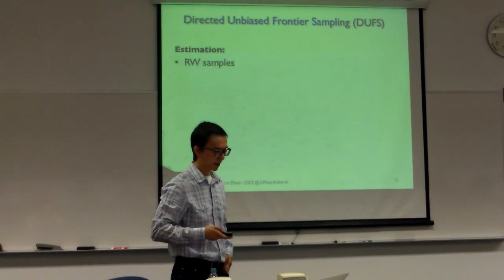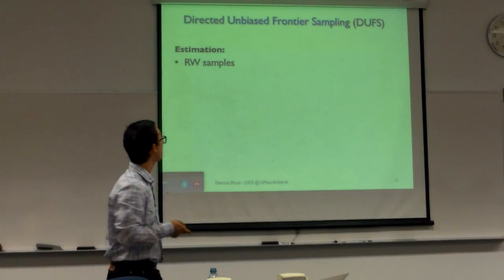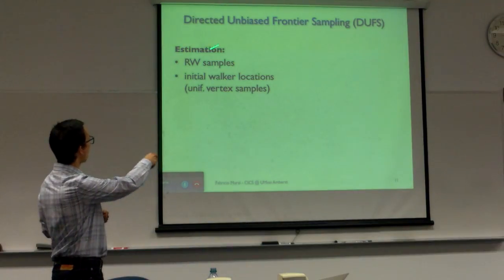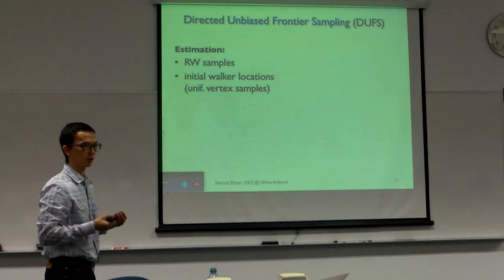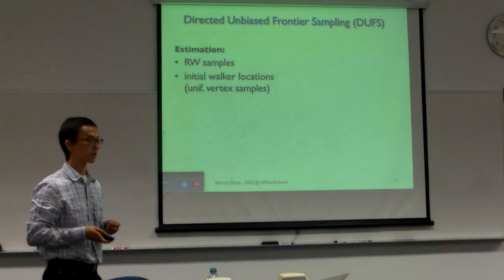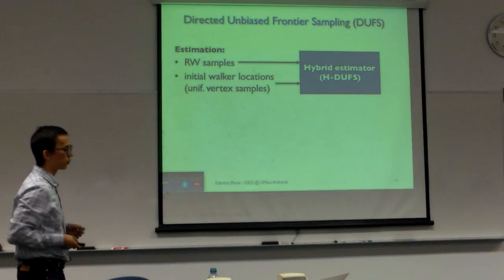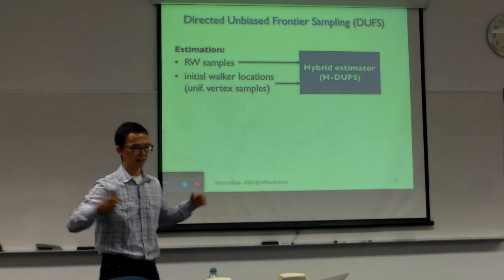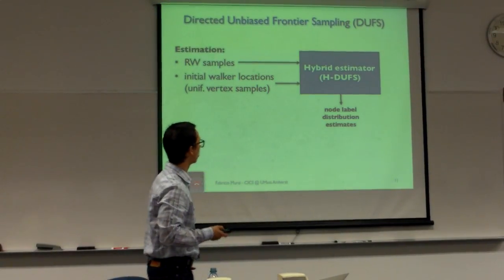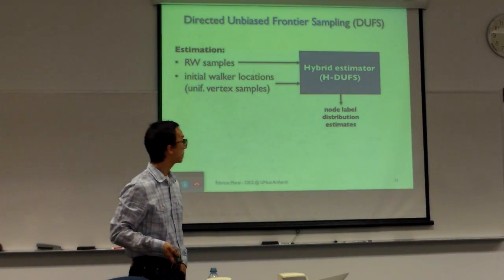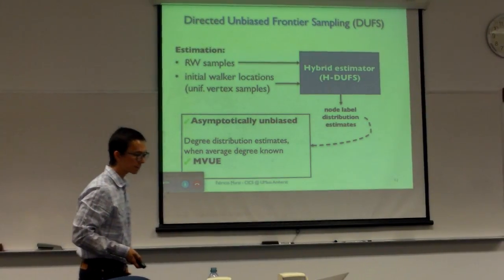All right. Once we get the random walk samples, which are essentially the vertices we observe, we can combine that with information contained in the initial walker locations, which are essentially uniform vertex samples. And in order to do that, we propose a hybrid estimator that takes this kind of samples and outputs node label distribution estimates.